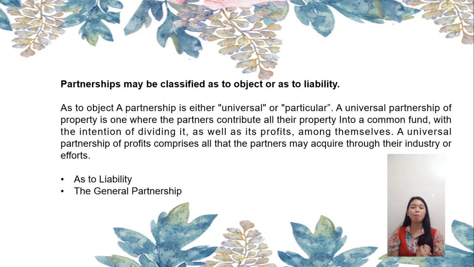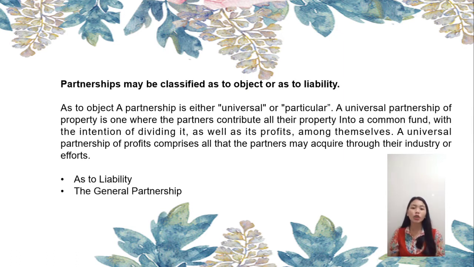So partnership may be classified as to object or as to liability. As to object, a partnership is either universal or particular. A universal partnership of property is one where the partners contribute all their property into a common fund, with the intention of dividing it as well as its profits among themselves. A universal partnership of profits comprises all that the partners may acquire through their industry or efforts.